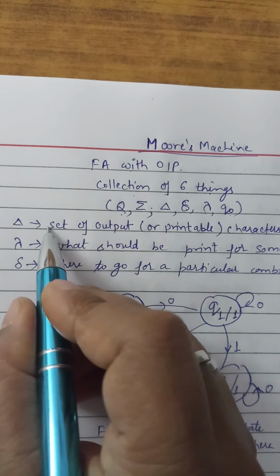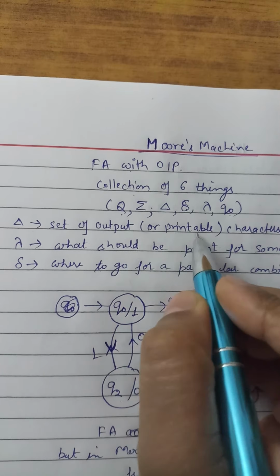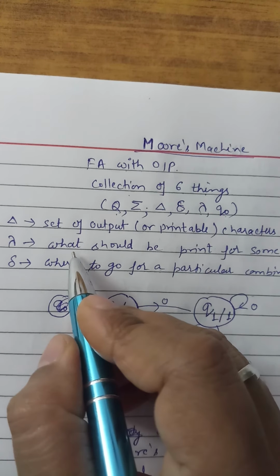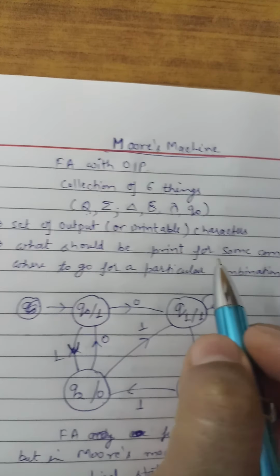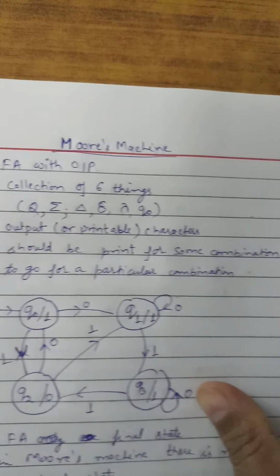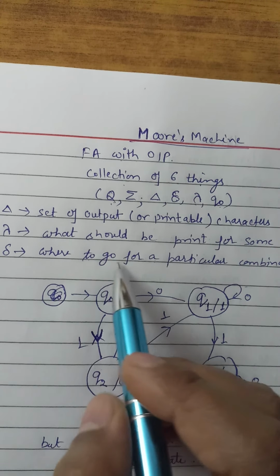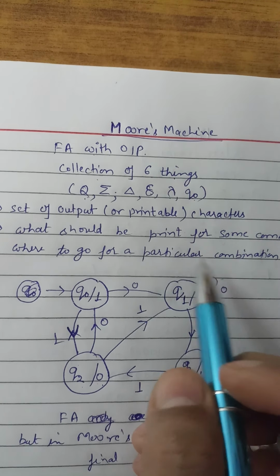So what is that delta? A set of output, or we can say printable characters. And this lambda, what is this? What should we print for some combination? And this delta here, where to go for a particular combination.